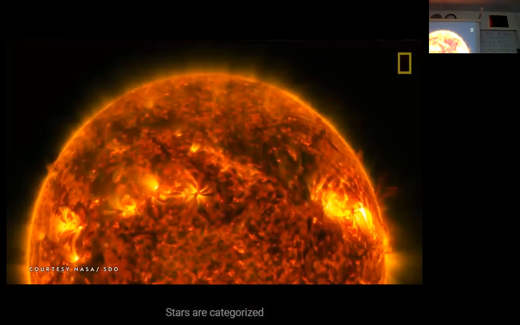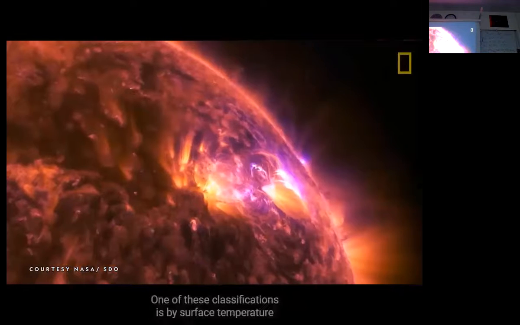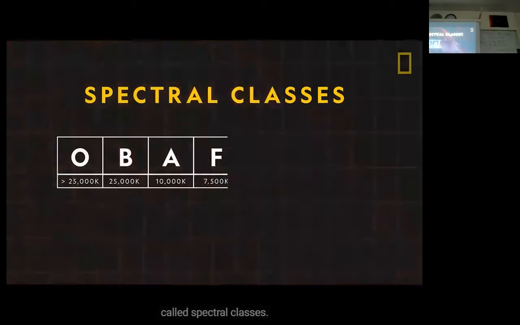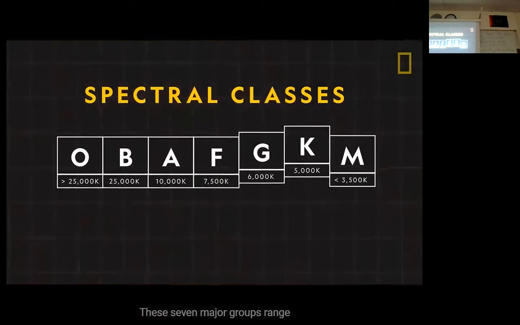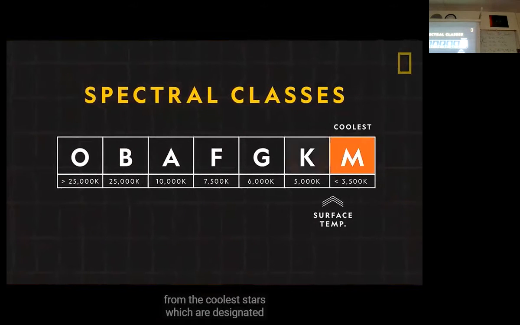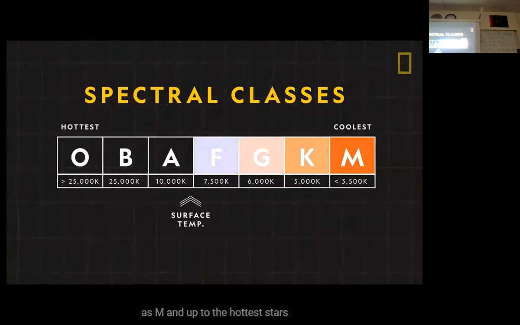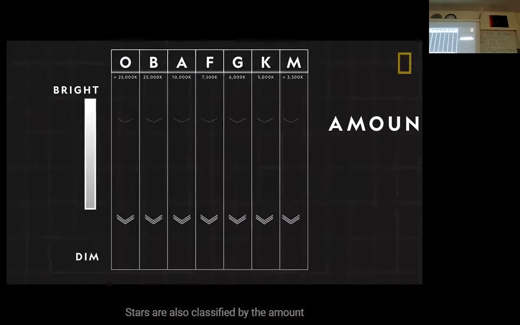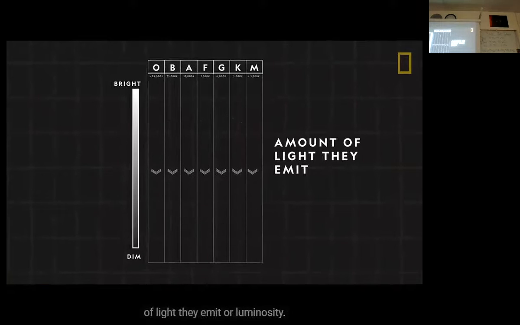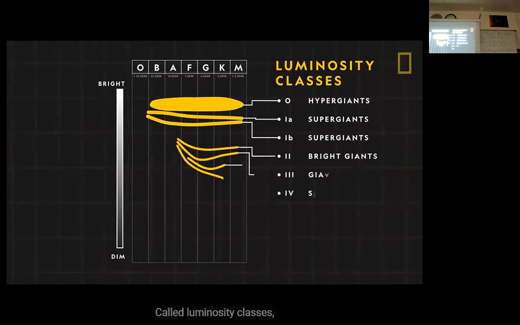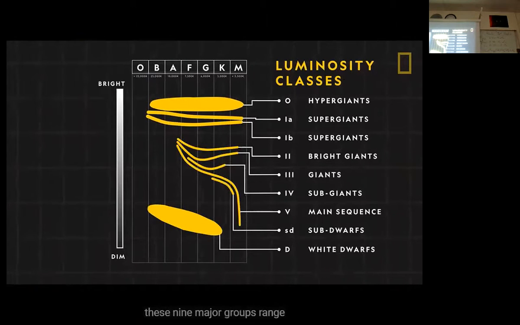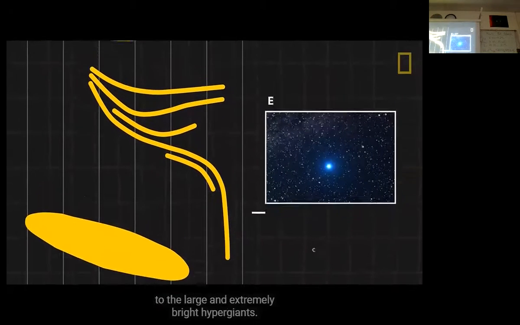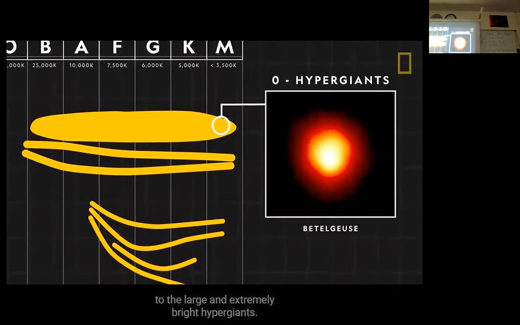Stars are categorized by a number of characteristics. One of these classifications is by surface temperature. Called spectral classes, these 7 major groups range from the coolest stars, which are designated as M, and up to the hottest stars, which are designated as O. Stars are also classified by the amount of light they emit, or luminosity. Called luminosity classes, these 9 major groups range from the small, less bright white dwarfs to the large and extremely bright hypergiants.